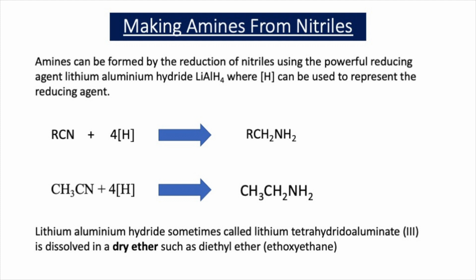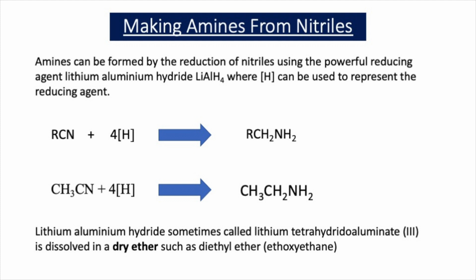Now, lithium aluminium hydride is a very powerful reducing agent, and you can see from these equations that when lithium aluminium hydride reduces a nitrile, you are effectively adding 4 hydrogen atoms, and you change RCN, which is the general formula of a nitrile, to RCH2NH2. And if we look at this example here, we have CH3CN plus 4 H's from the reducing agent lithium aluminium hydride, and we get CH3CH2NH2, which is ethylamine.